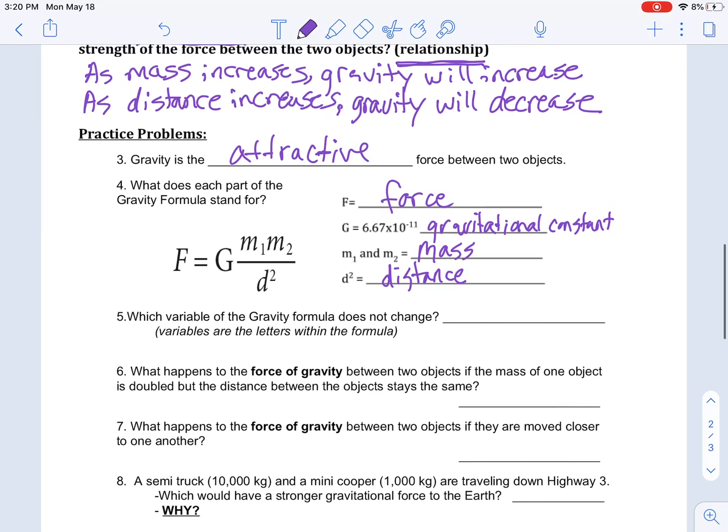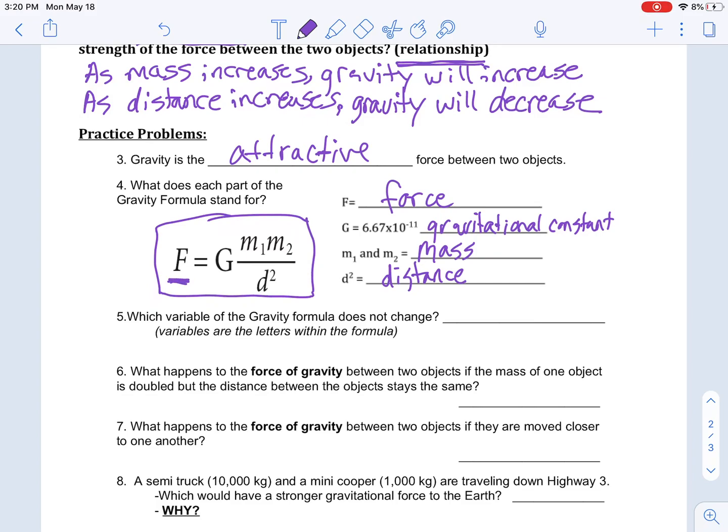Okay, so here in the practice problems, these are pretty much just straight from your notes. Gravity is the attractive force between the two objects. Number 4, now this is where people start to tune out. They see this equation and they're like, whoa, where's all this math coming from? You don't have to do a whole lot of math here. You just need to see the formula and kind of understand what it's telling us.